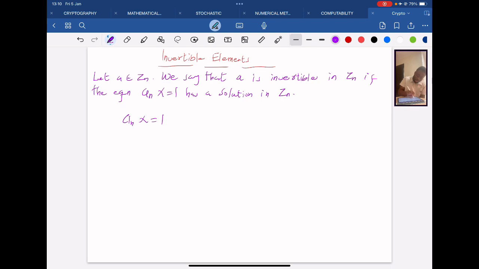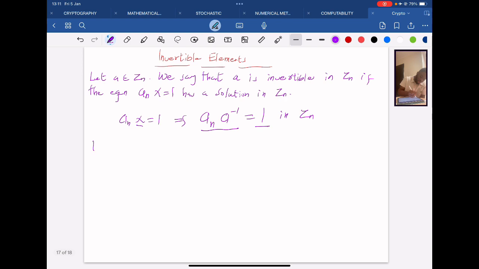and we want to find x, in this case we can represent this by A inverse. So A modulo n times its inverse should give us 1 in that modulo. So if we have such an equation which is equal to 1, then it means that A is indeed invertible in Zn.